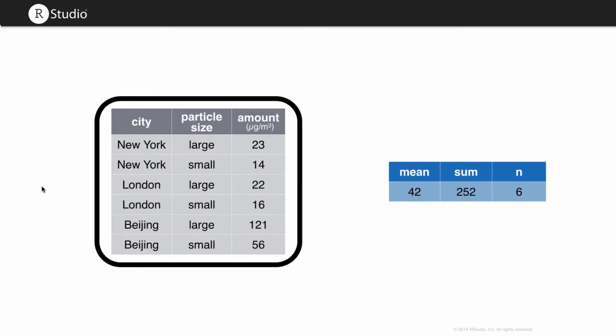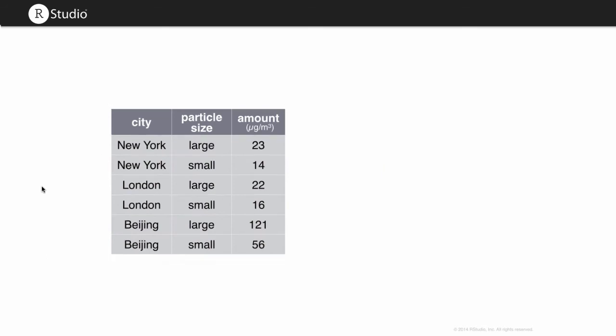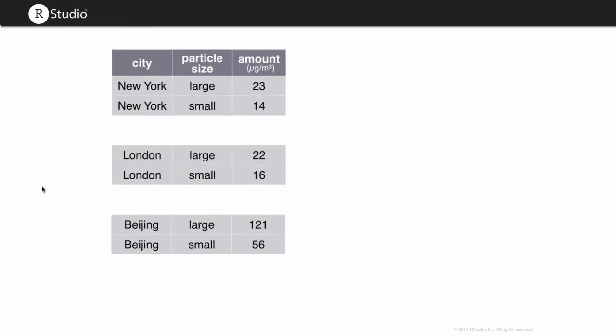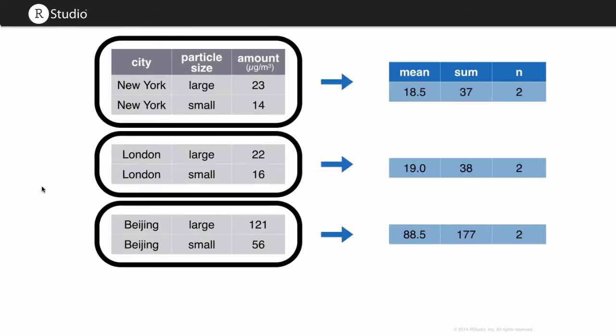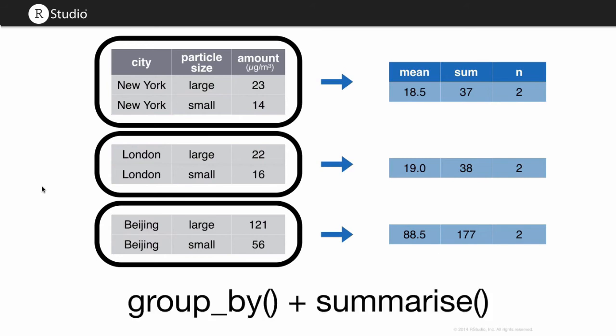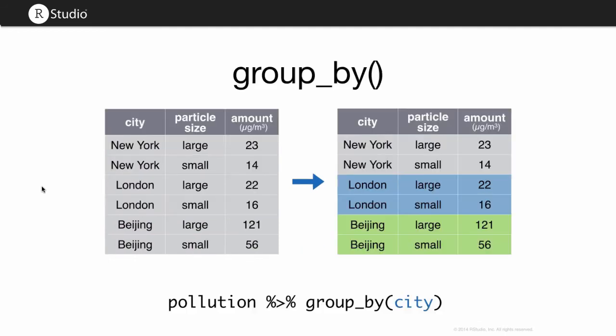So if we can make observations on an entire data set, well, then we could also make observations on subsets of a data set. If we can make an observation on 6 rows, why not make an observation on 2 rows, or 3 observations on 2 rows? And if we did that, then we could have means, sums, and ns that are keyed into, in this case, different cities. The mean amount for New York, the mean amount for London, the mean amount for Beijing. And you could do this sort of thing, this groupwise operation, by combining the group_by function, which comes from dplyr, with the summarize function that comes from dplyr.